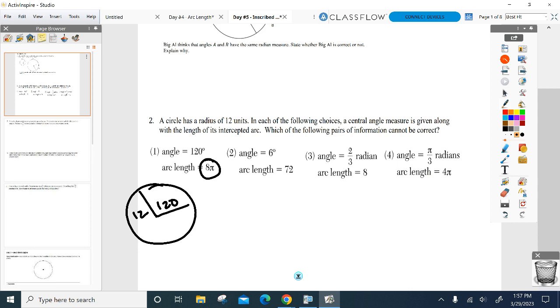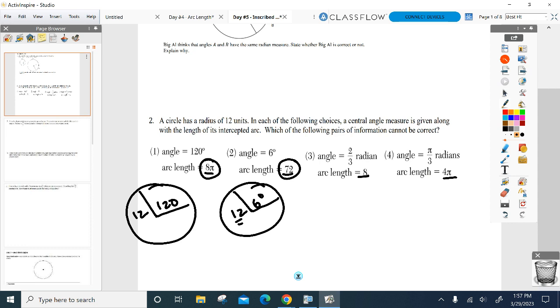Number 2, now your central angle is 6 degrees, still a radius of 12. Will you get an arc length of 72 with that information in the proper formula? Same thing here, but I just want you guys to realize your radius remains 12 for all the choices. And you're looking for which one gives you the incorrect arc length based on the information.